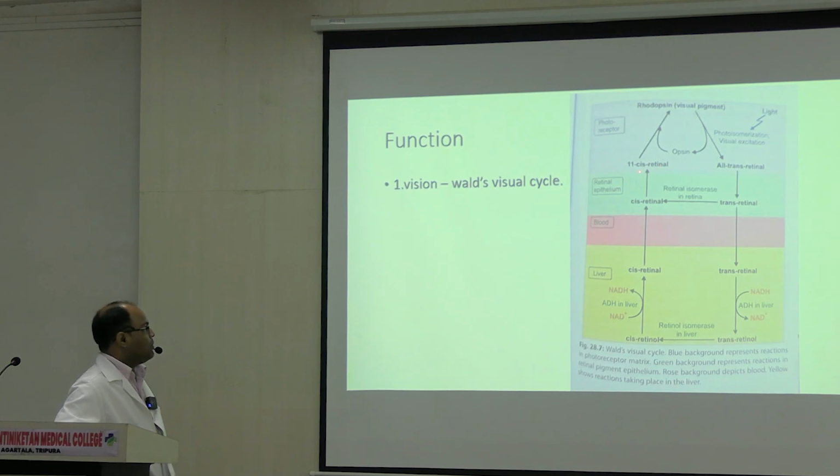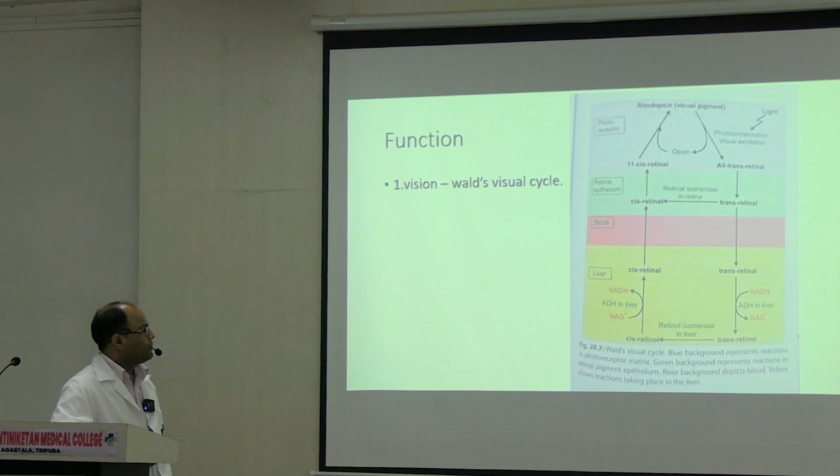Spontaneously converted to 11 cis retinal. Then this 11 cis retinal again attaches with opsin and regenerates rhodopsin. By this way, this visual cycle is complete. You understand?